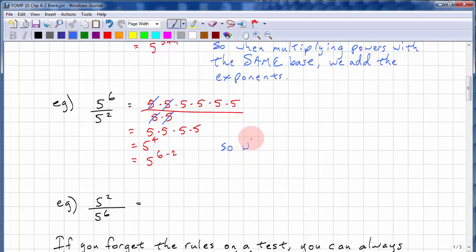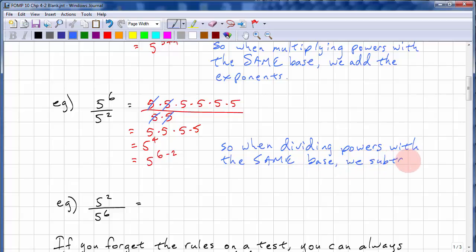So when dividing powers with the same base, we subtract the exponents. And make sure you subtract the exponent from the denominator from the exponent of the numerator.